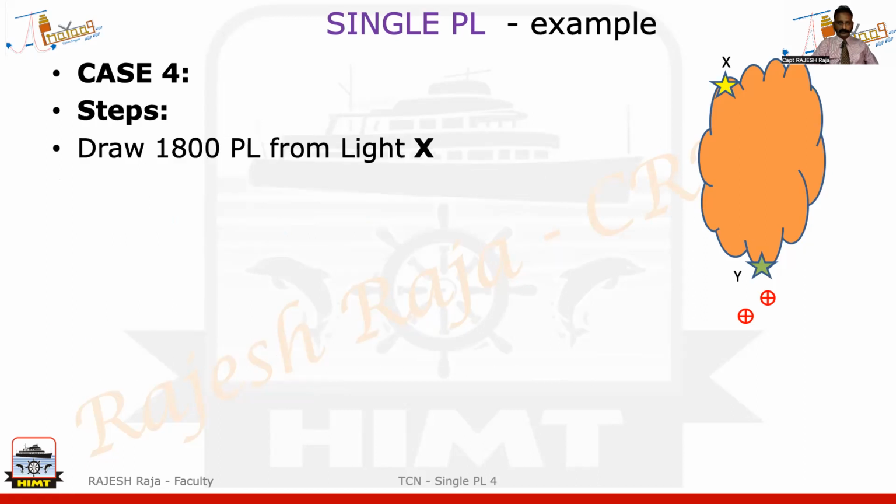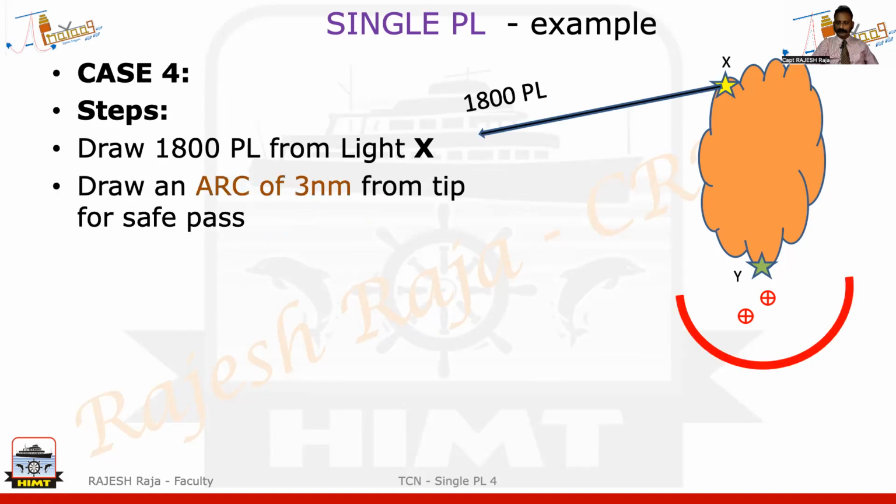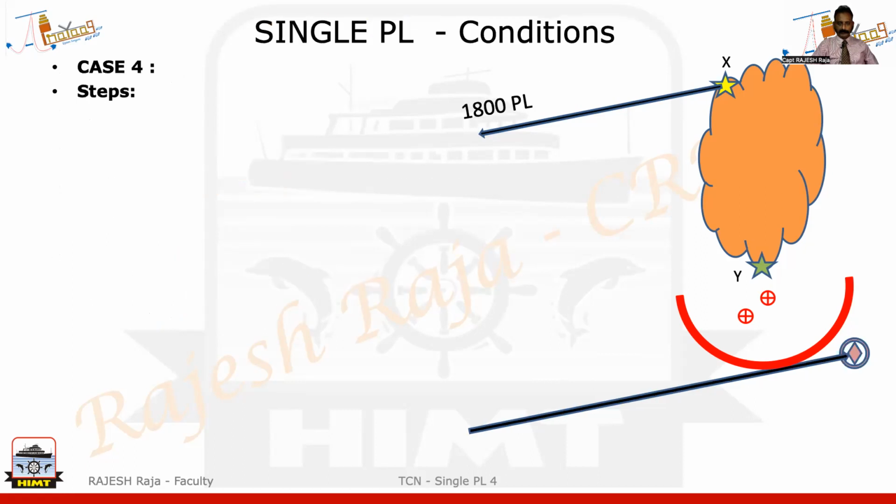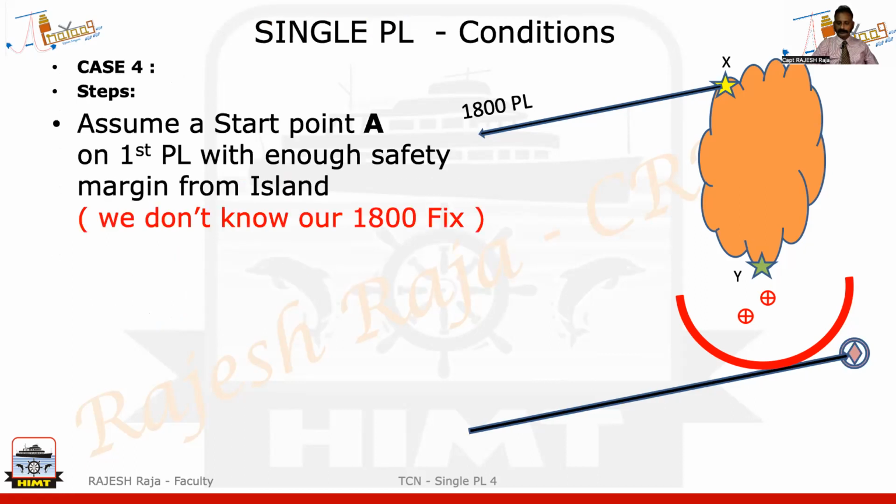Okay, let us start off with our initial plotting. I'm going to draw this single PL which was given to you at 1800. Please draw the arc of 3 nautical miles for the safe passage. Take a parallel line from the first PL, put as a tangent. So this is the safest route I can take to keep 3 miles off, provided I'm given only a single PL. Now, after this, the next step is usual. I'm going to assume a start point A on the first PL, which is at 1800. So I'm going to mark Alpha.